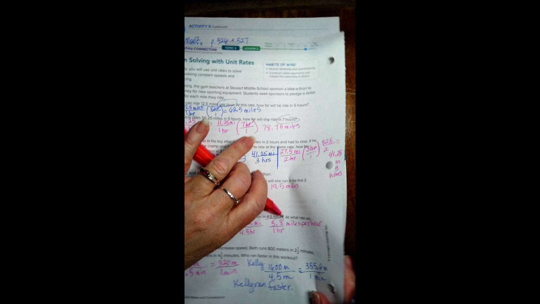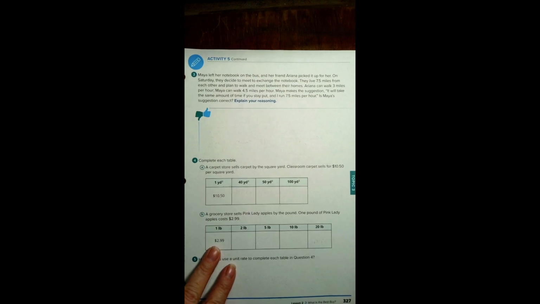Okay, moving on, next page. Maya left her notebook on the bus and her friend Amanda picked it up for her. On Saturday, they decided to meet to exchange the notebook. They live 7.5 miles from each other and plan to walk and meet between their homes. Ariana can walk 3 miles per hour. Maya can walk 4.5 miles per hour. Maya makes the suggestion, it will take the same amount of time if you stay put and I run 7.5 miles per hour. Is Maya's suggestion correct? So I want you to pause this, try it, think about it, and draw yourself a picture in this box to illustrate that, please.